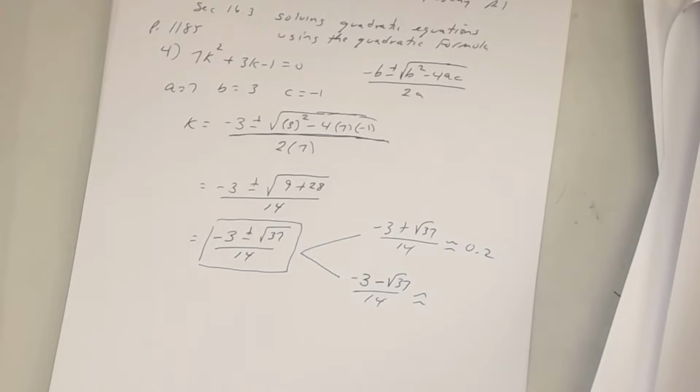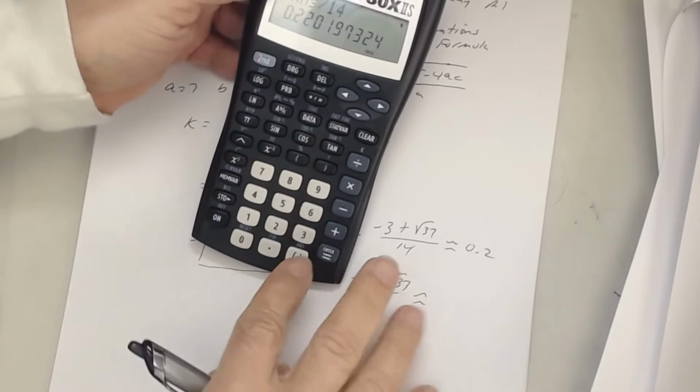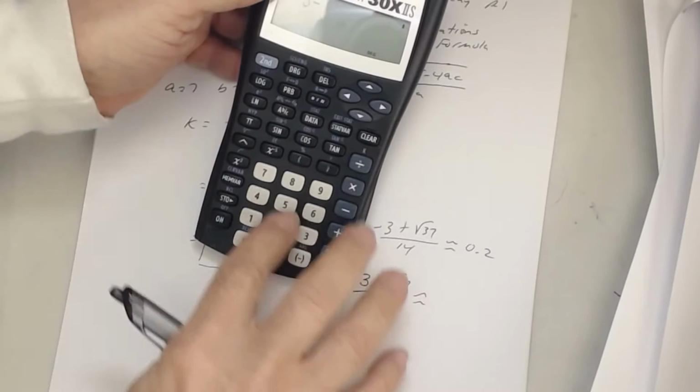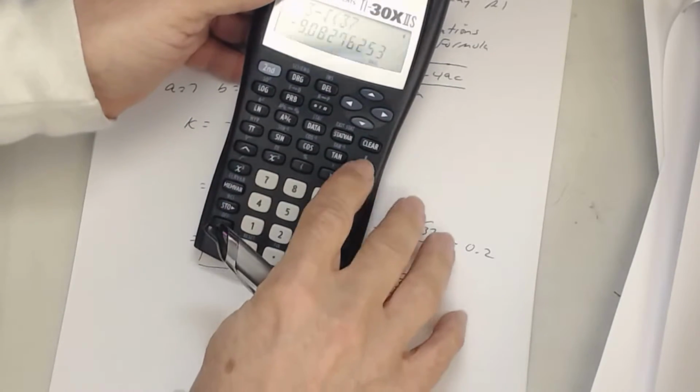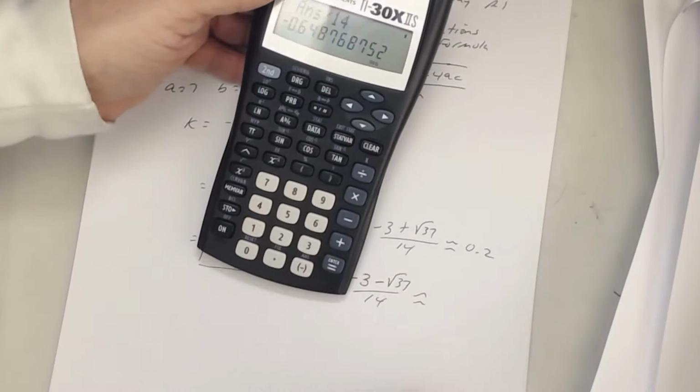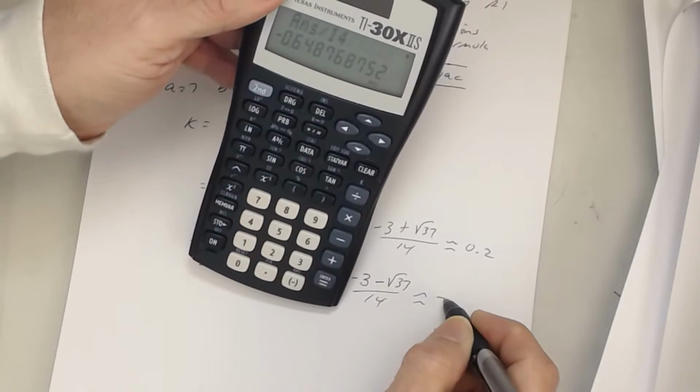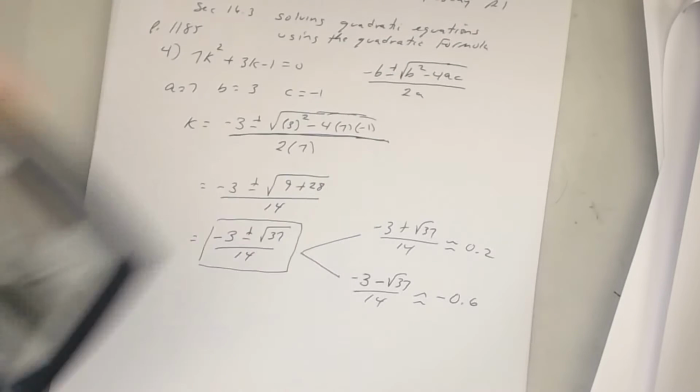That's one of them. But how many x-intercepts are there? How many solutions are there? 2. Let's find the other. So negative 3 minus the square root of 37, divide by 14, and that one is approximately equal to negative 0.6. Okay?